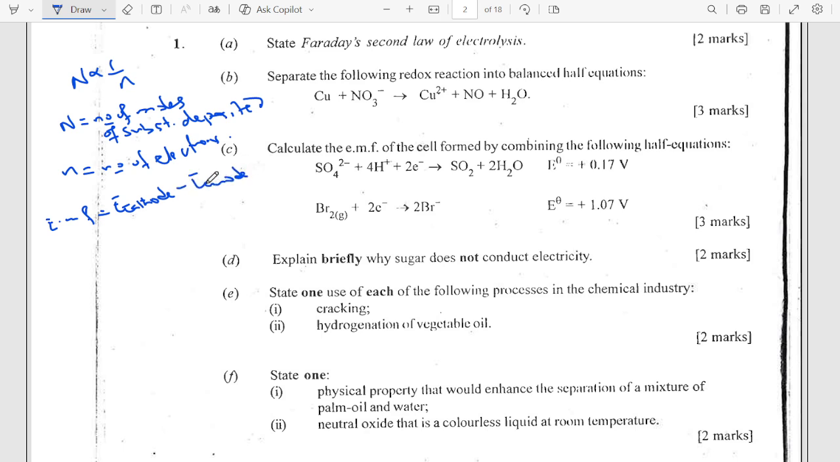Okay, so that means E reduction minus E oxidation. That means the bigger value minus the smaller value. So the bigger value here is 1.07, then minus the smaller value, which is plus 0.17. So this will be 0.9. So the answer is 0.9 volts. That's the answer. Very simple question.